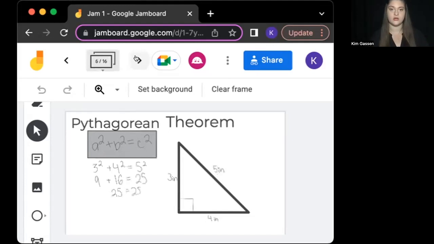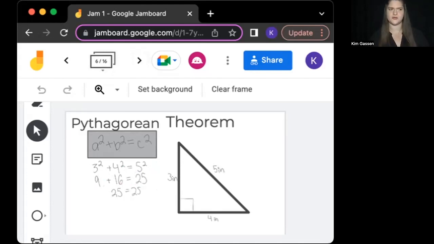So, for example, if side A is 3 inches long and side B is 4 inches long, then side C, across from our right angle, is 5 inches long. And we can plug all that in. We have 3 squared plus 4 squared equals 5 squared. Once we square all those out, we have 9 plus 16 equals 25.